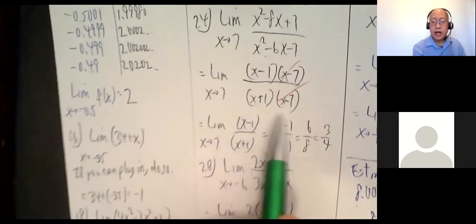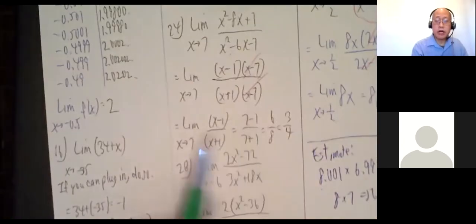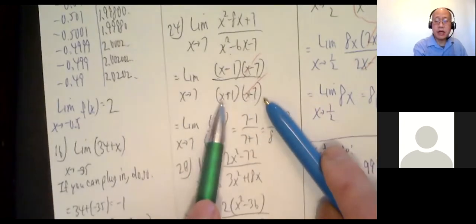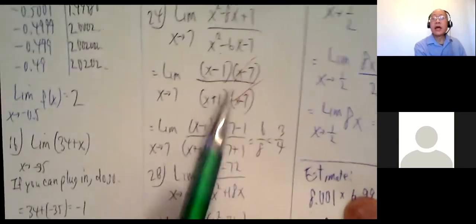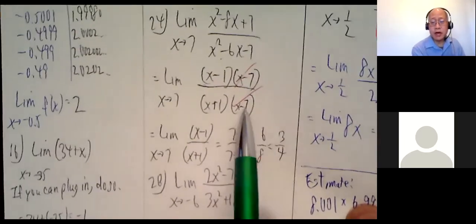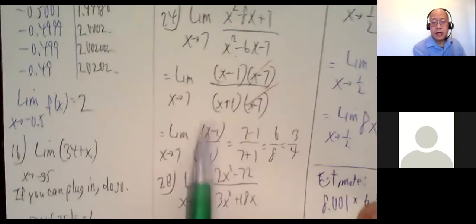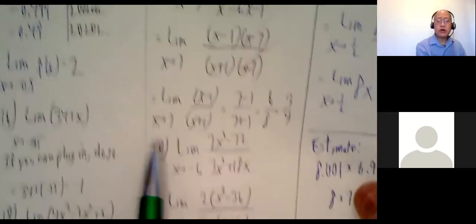FOIL that back out. X squared minus 7x plus 1x. So I got to put this down so it's a little bit out of focus. But x squared minus 7x plus 1x is a minus 6x, and then minus 7. Whoops. Paper's running away. And there it is. Now you cancel these out. So after you cancel these out, right, you have x minus 1 over x plus 1, limit as x approaches 7. Now you can plug in.